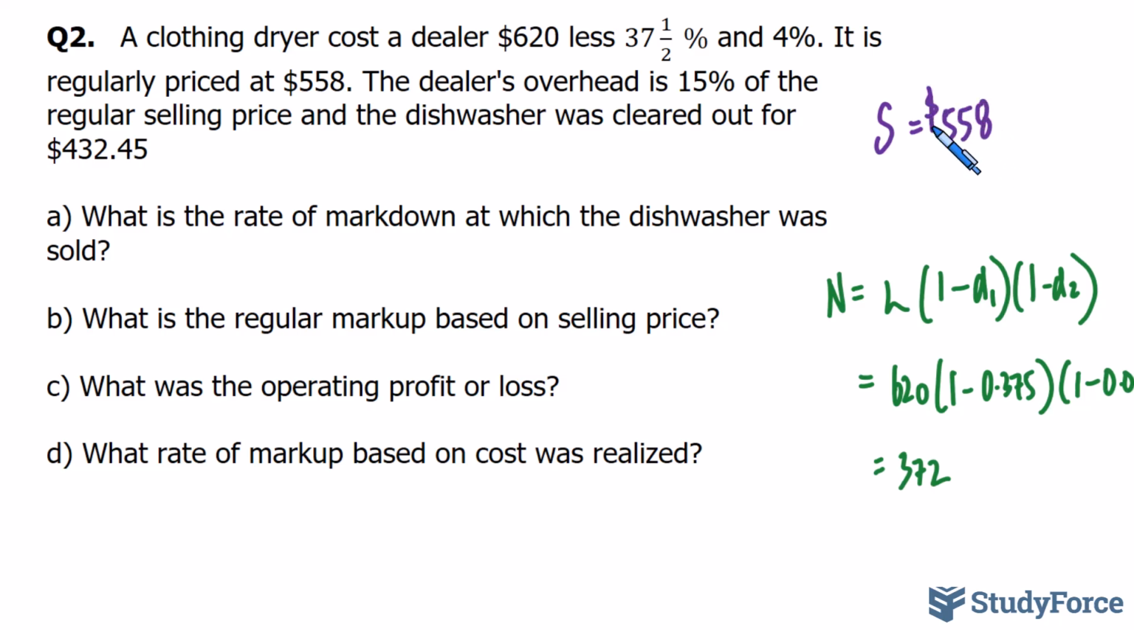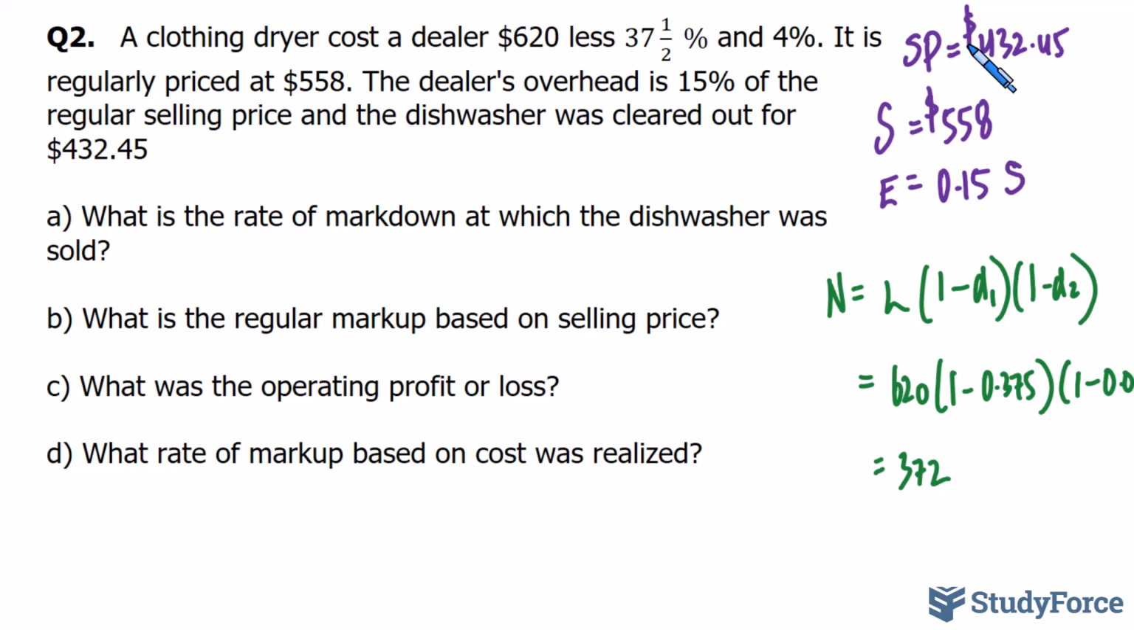And there's an expense associated. The dealer's overhead is 15%. So expense is 15% or 0.15 of the regular selling price. And it was cleared out, or the discounted price or the sale price, I like to denote that as SP, is $432.45. Okay, now let's reread question A.